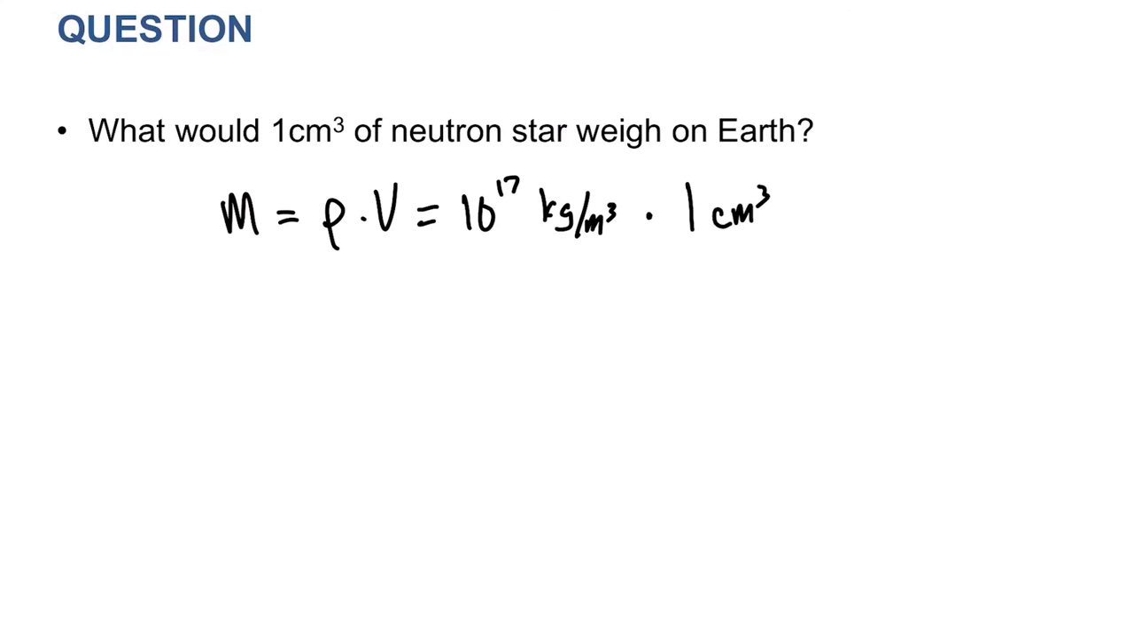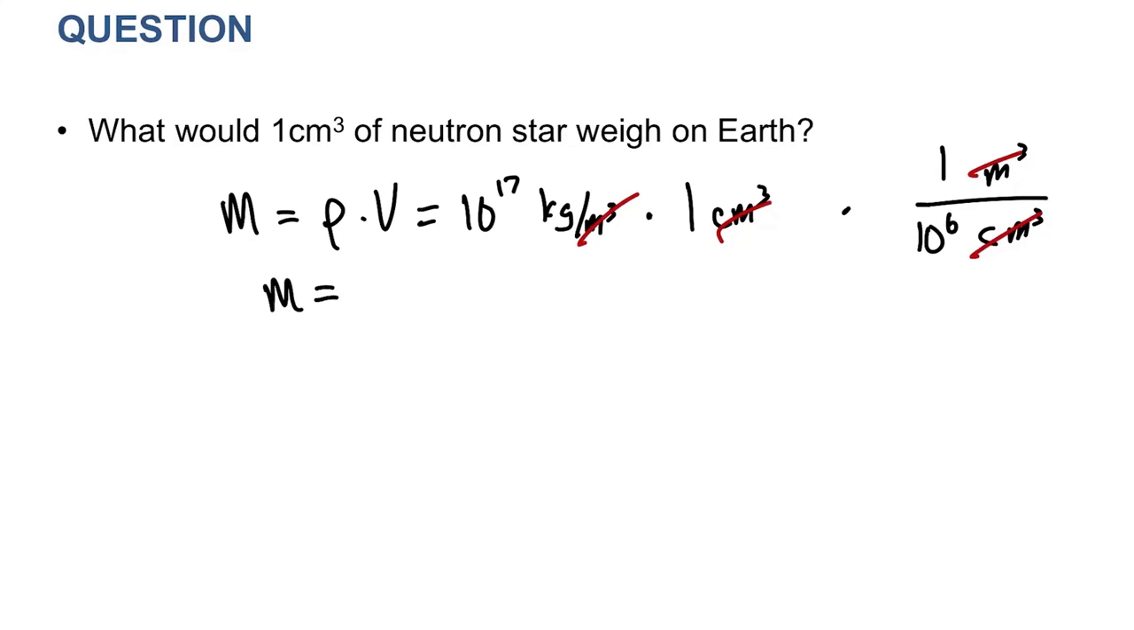We did this before. We need to multiply this by a number that has meters cubed on top and centimeters cubed on the bottom, so that these will cancel out, and we'll be left with kilograms. So we need to know how many cubic centimeters there are in a cubic meter. We did this last time. There are 10 to the 2 or 100 centimeters in a meter. There are 10 to the 2 cubed, or 10 to the 6, cubic centimeters in a cubic meter. So I can take 10 to the 17 and divide it by 10 to the 6, and then I get the mass of this thing in kilograms.